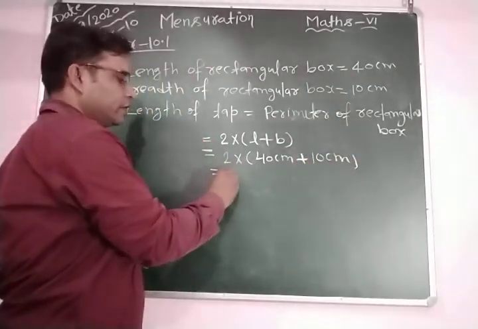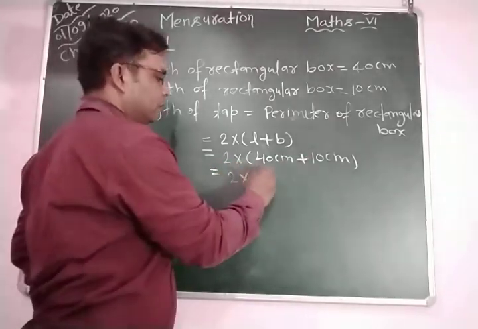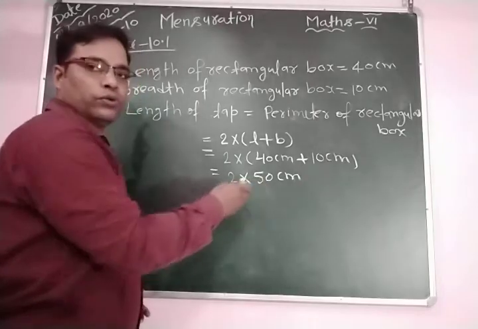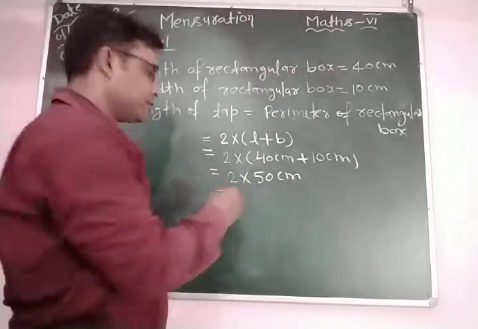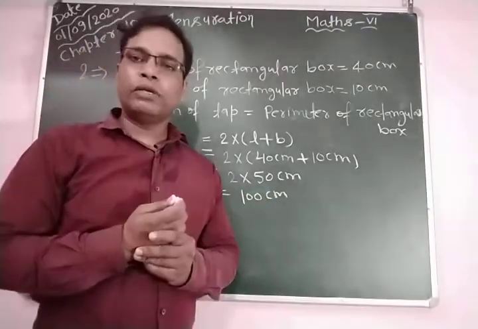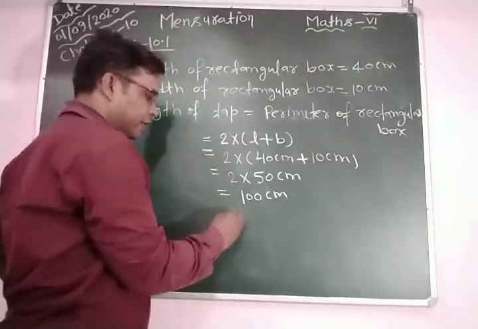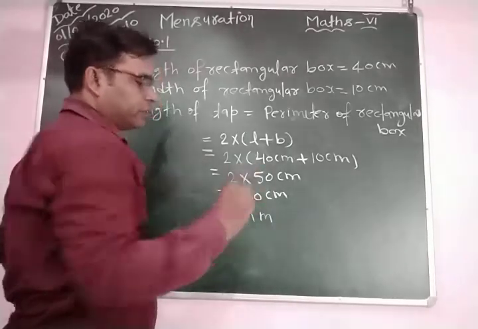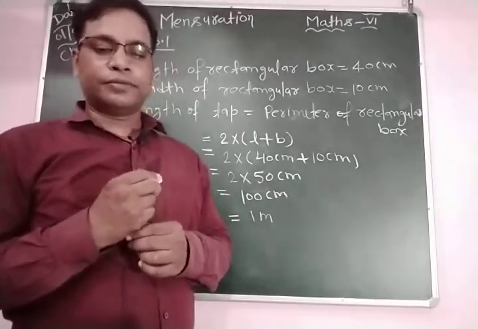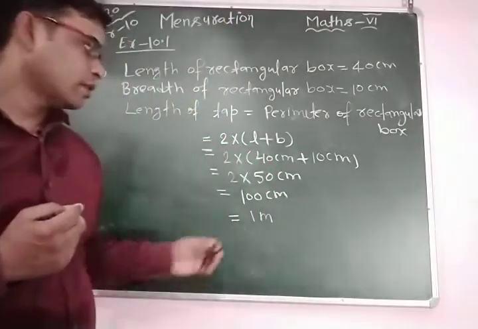So in this way 2 into 40 plus 10, this becomes 50 centimeter. 50 centimeter into 2, 50 into 2 is equal to 100 centimeters. So you know very well 1 meter is equal to 100 centimeters, or 100 centimeters is equal to 1 meter. So here this becomes 1 meter. So the length of tape required to seal around the box is 100 centimeter, or you can say 1 meter.